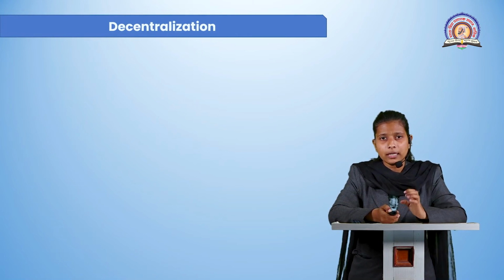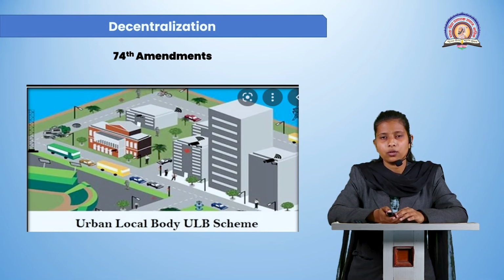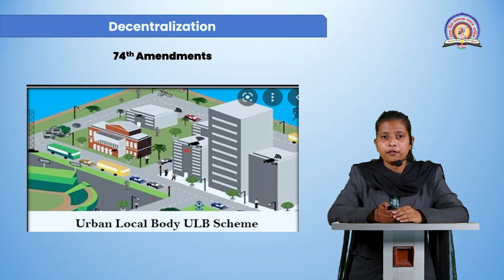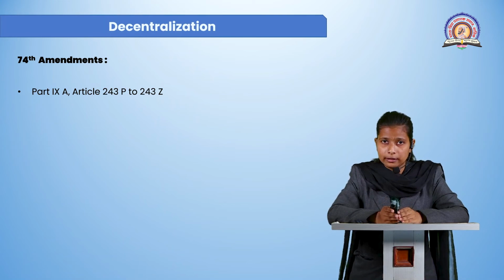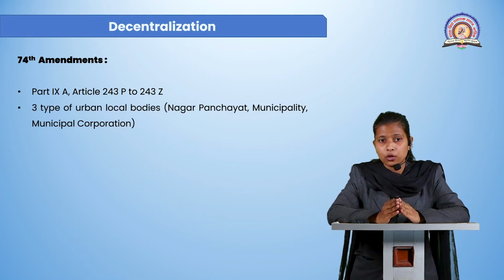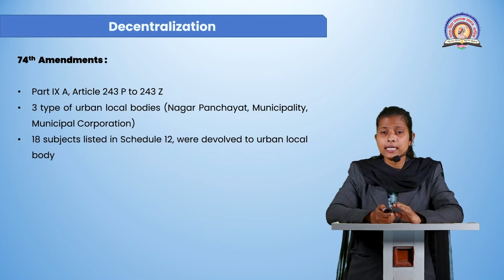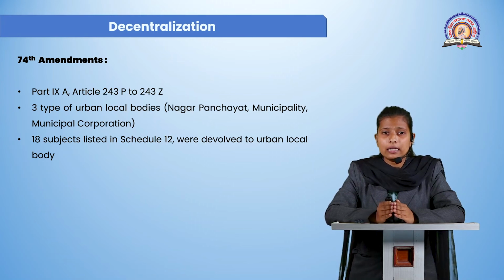After that, the next important amendment is the 74th amendment. It is for the urban local body. The 73rd is for the rural body and the 74th is for the urban body. So in the 74th amendment, what are the features we will see? Part 9A consists of articles 243P to 243Z. There are also 3 types of urban local bodies: the Nagar Panchayat, municipality, and municipal corporation. It has 18 subjects listed in the 12th schedule. Means according to the 74th Amendment Act, the 12th schedule was inserted and 18 subjects were listed for the urban local bodies.